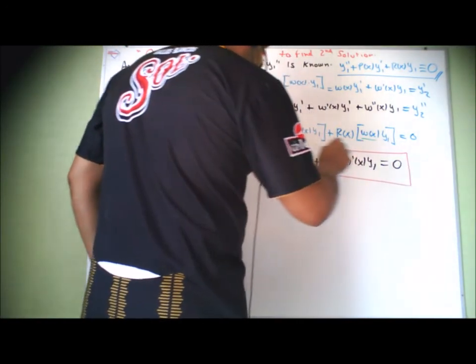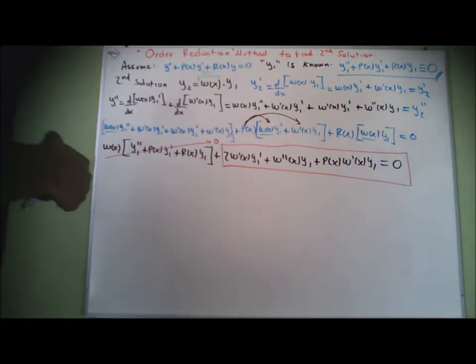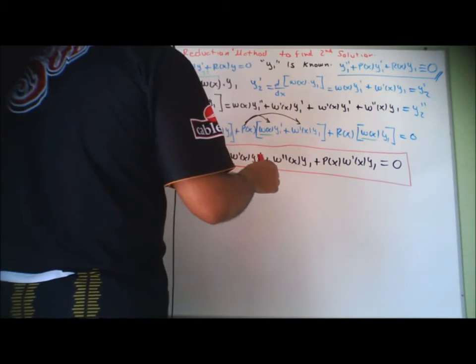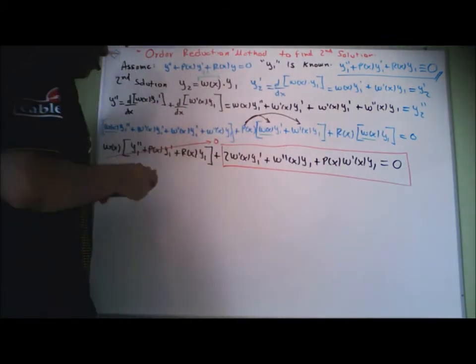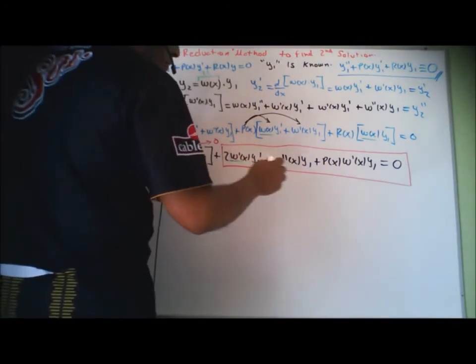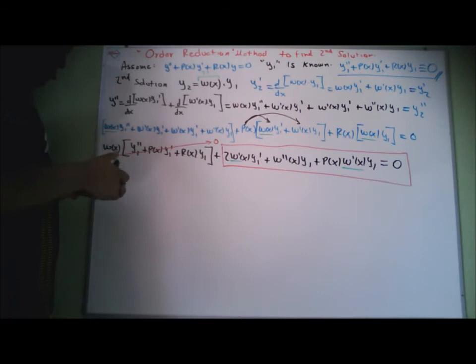Okay, now can we factorize something from there? Yeah, as a matter of fact, yes. I'm going to pass this and this to the other side, and I'm going to factorize w prime of x. So what you get here is w prime of x y1 prime.